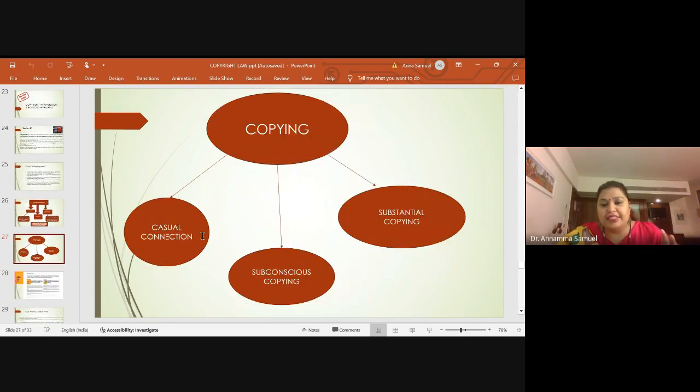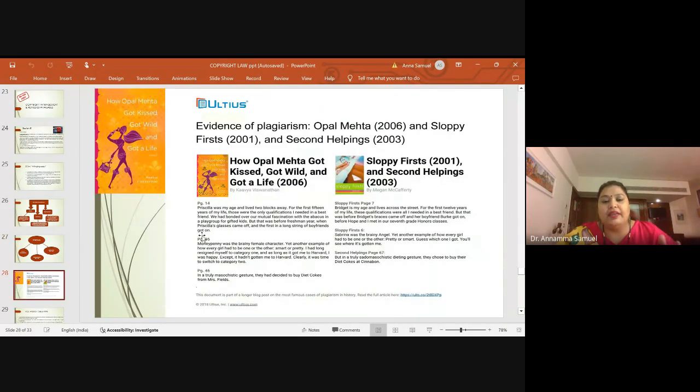There are different ways in which we define the copying. Sometimes it will be a very casual connection. So even a casual connection can be an infringement. We call it a copying. There are instances wherein you call it subconscious copying. And there is another kind of copying, we call it the substantial kind of copying. Now, I will give you one example.